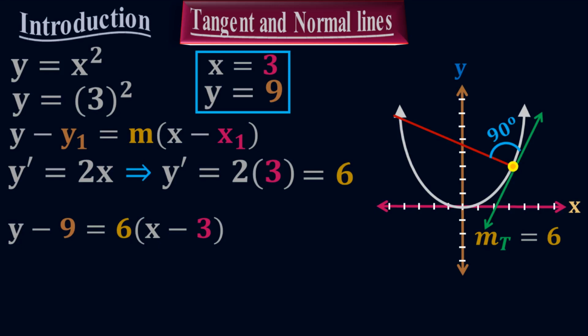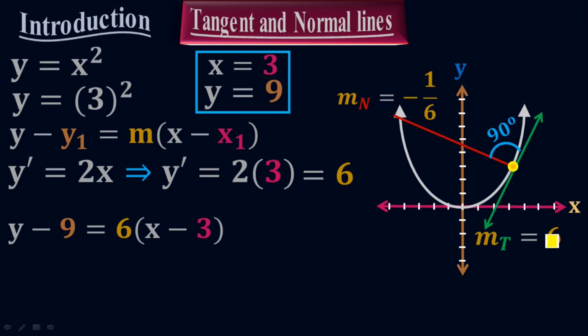But what will be the slope of the normal line? The slope of the normal line will be negative 1/6. Remember, whatever you have for the tangent line, you just take its reciprocal. If it is positive 6, it will be negative 1/6. If it is negative 6, it will be positive 1/6. It is very important. The normal slope is the reciprocal with the opposite sign. If you know the slope of the tangent line, you automatically know the slope of the normal line.